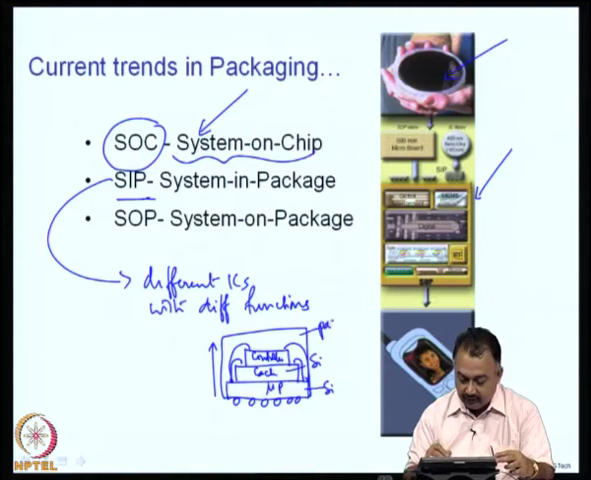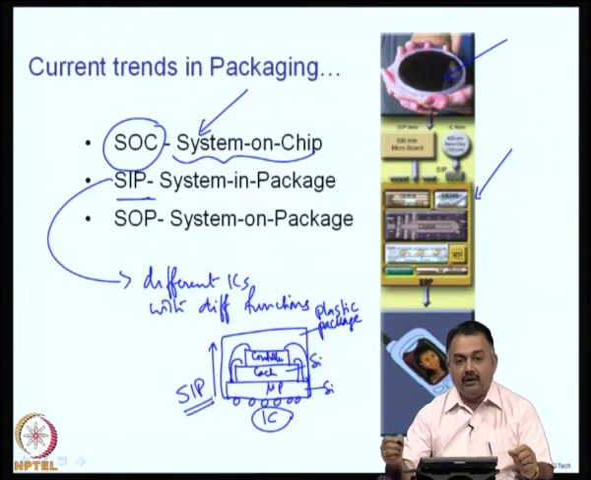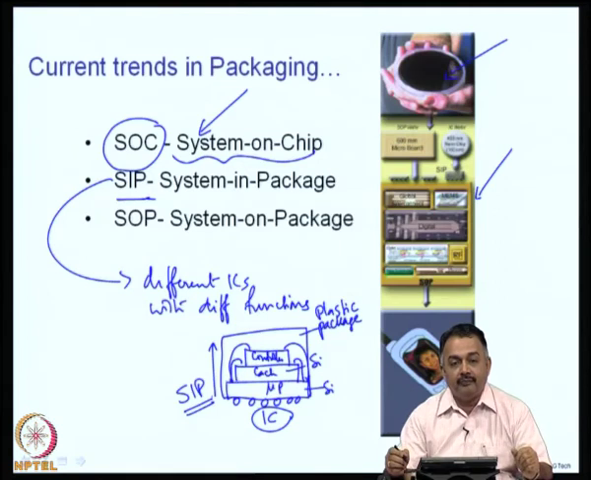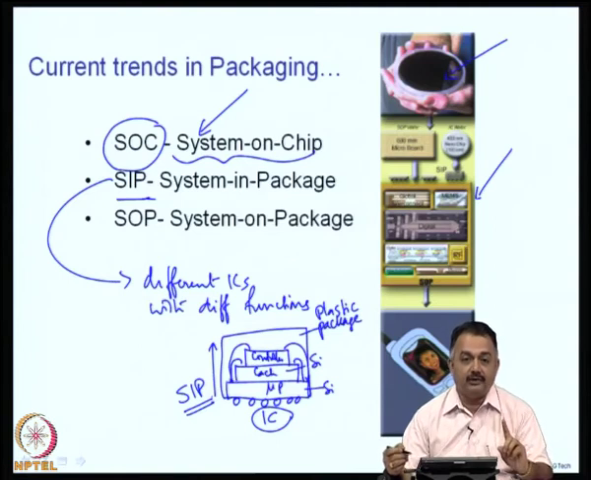This is your package. This can be a plastic package. So, this now becomes a custom built IC. This is called system in package. A system in package is the result of bringing two or more dies together and interconnecting them, and the entire set of dies are housed on the same substrate.